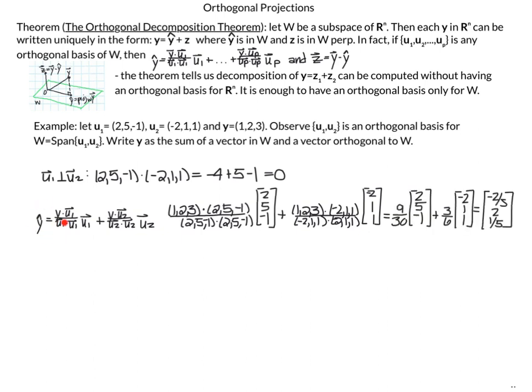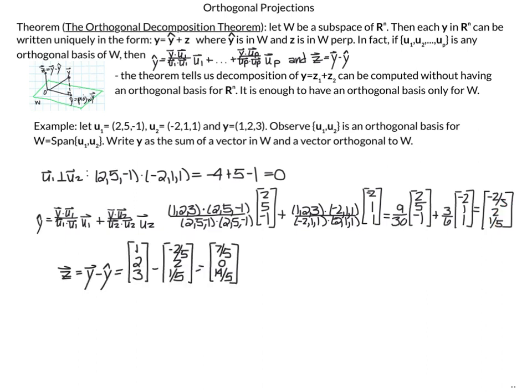So my vector y hat is going to be equal to negative 2/5, 2, 1/5. Next, I'm going to calculate my vector z, which is just y minus y hat. So my y is 1, 2, 3 minus y hat, which is negative 2/5, 2, 1/5. So z is equal to 7/5, 0, and 14/5. So I can then verify. Now my vector y, which is equal to 1, 2, 3, is equal to my y hat, negative 2/5, 2, 1/5, plus 7/5, 0, 14/5.